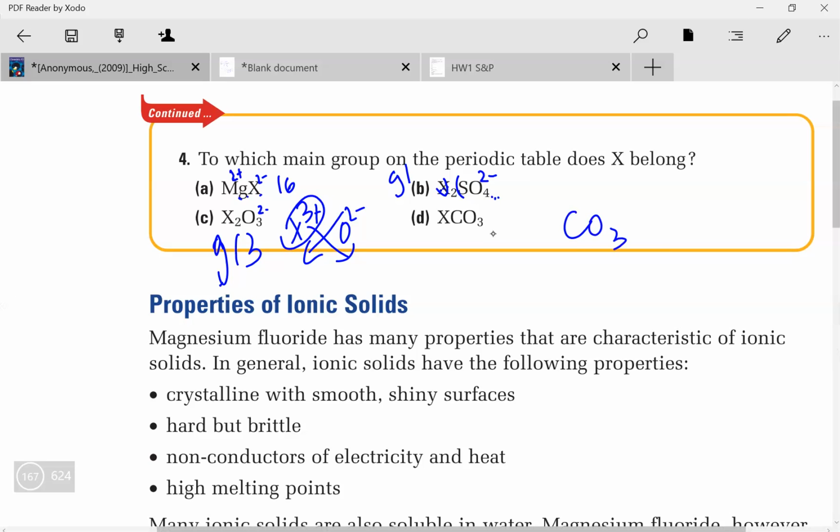CO3 is a 2 minus ion, so if we've crossed that over and there's no 2 that's missing over here, that means there was a 2 plus that has gone down over here and cancelled out. So therefore this is a 2 plus, so that means that's a group 2 from the periodic table.